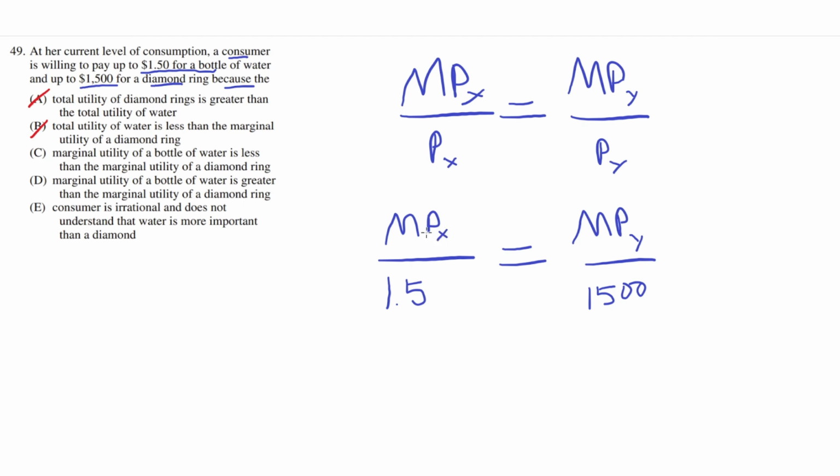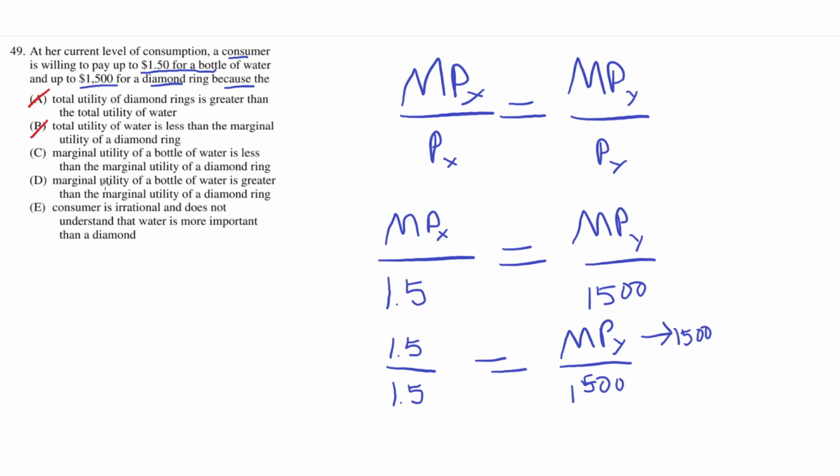Let's arbitrarily say that marginal product of water is 1.5. Now, if this is 1.5 and this is 1.5, this would equal 1. So marginal product of Y over 1,500, we can figure out that the marginal product of Y must also be 1,500, because this equation is equal to each other. So if the marginal product of water is 1.5, marginal product of the diamond ring is 1,500. So it's 1,000 times bigger or greater. So the marginal utility of a water bottle is less than the marginal utility of a diamond ring. So C seems to be the correct answer.